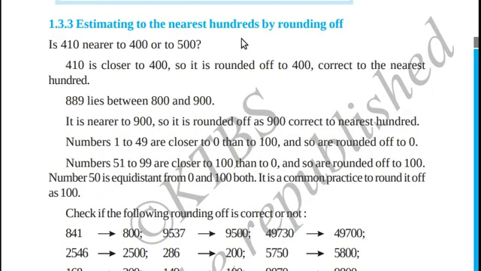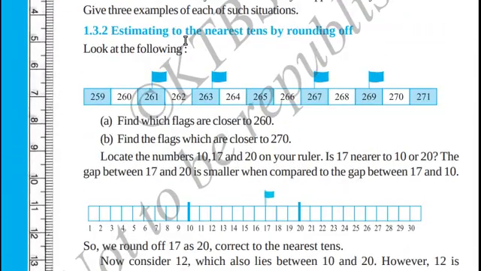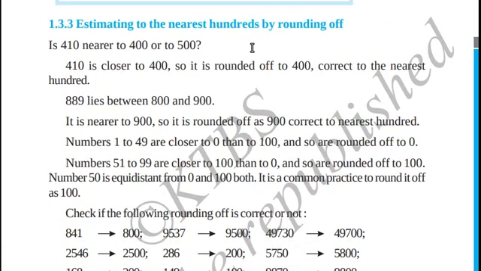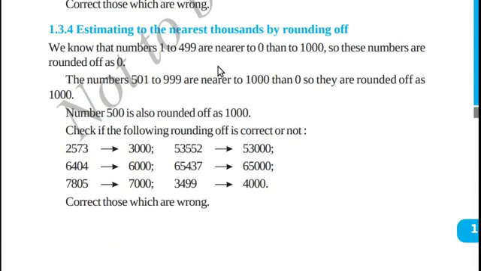Estimating to the nearest hundreds place by rounding off. We use a similar approach to the one we used for estimating to the nearest tens place by rounding off. But in this case, we round off to the hundreds place. We use the same principle for rounding off to the nearest thousands place.